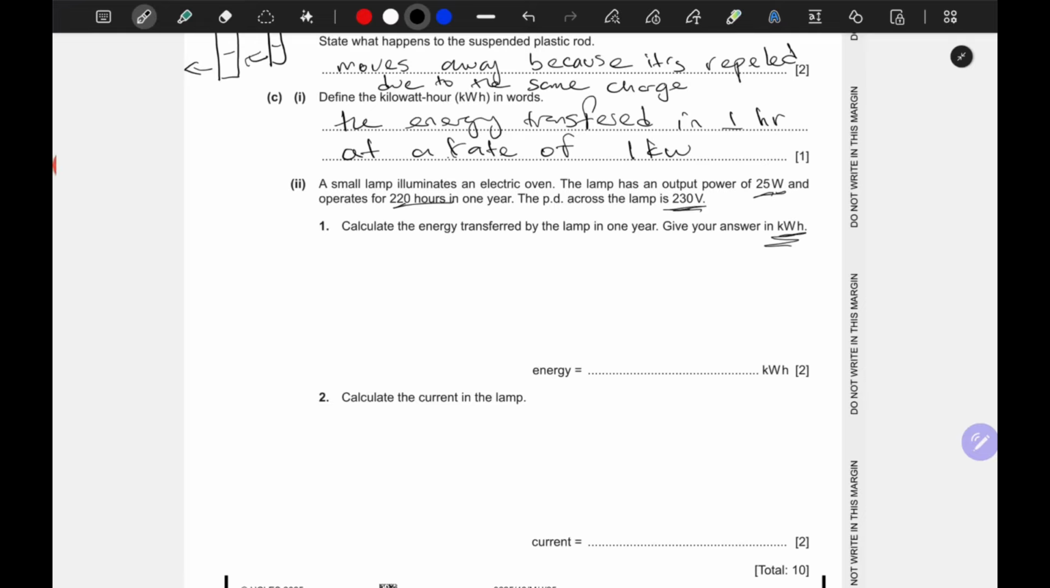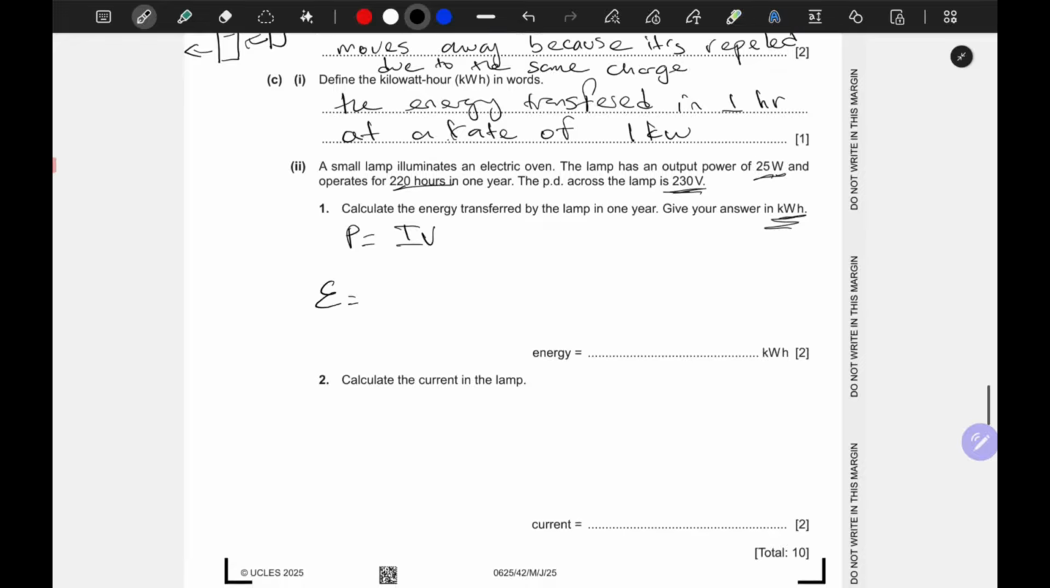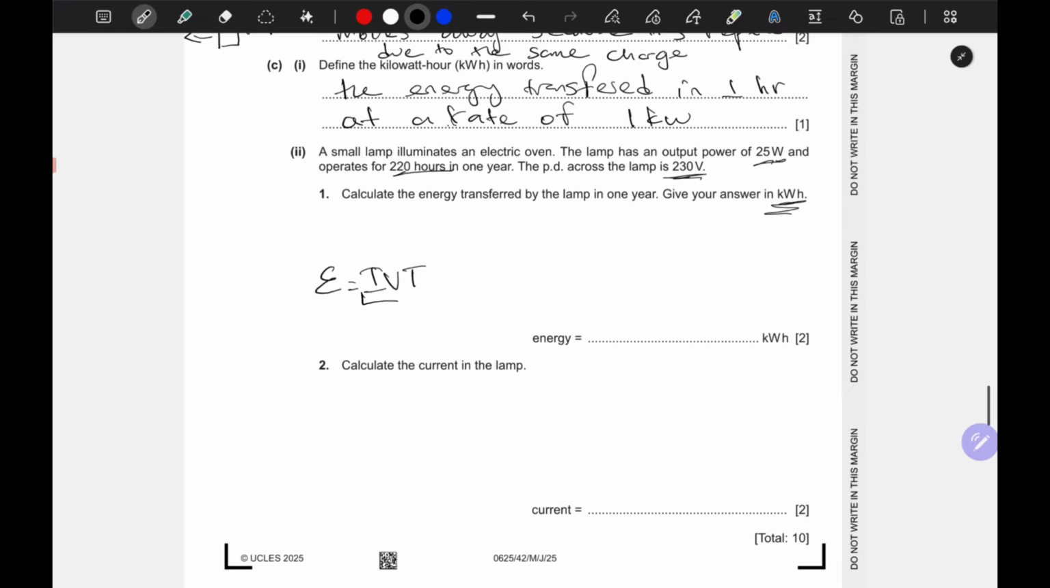So first of all, we know that power equals IV, and energy equals IVT. If power equals IV, then the power is 25 watts, so we don't need the first formula. IV is the power, 25 watts, and the time is 220.